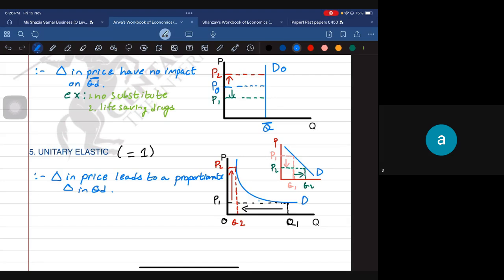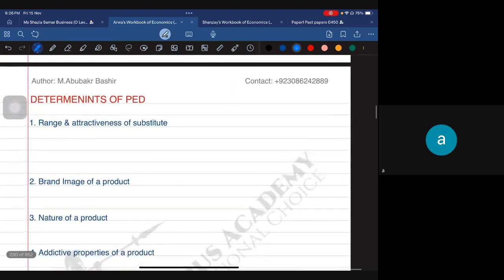Okay, great. So now moving on to the next part, we can cover the determinants of PED and then we can just call it a day. Determinants of PED: range and attractiveness of substitutes. If there are more substitutes, there'll be a more elastic demand.